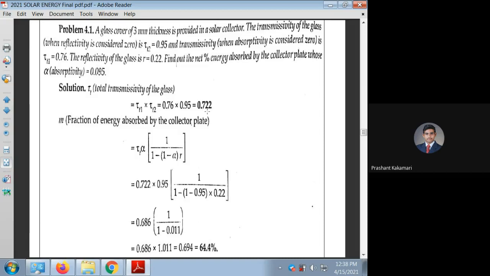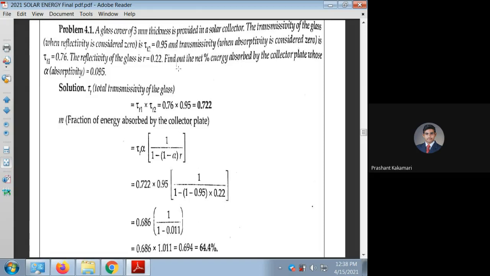Okay. Next is the reflectivity of the glass. So reflectivity is given, means it is rho value. As per our discussion, it is rho, reflectivity. In this book, we have considered it as R. Only change in some parameters, but the value we can understand. The reflectivity of the glass is 0.22. So rho I can consider it as 0.22.